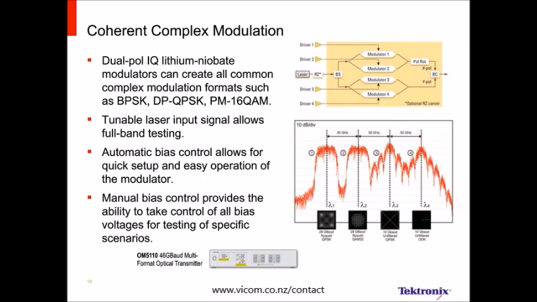So it turns out to be somewhat tricky to control one of these dual-pol IQ modulators, and so the bias control of the modulator turns out to be kind of an important part of the transmitter. So when you're talking about measurements, being able to measure the performance of the modulator is important. How well is it biasing the modulators? How well is it biasing the phase? And these are all things that you can measure with an optical modulation analyzer.